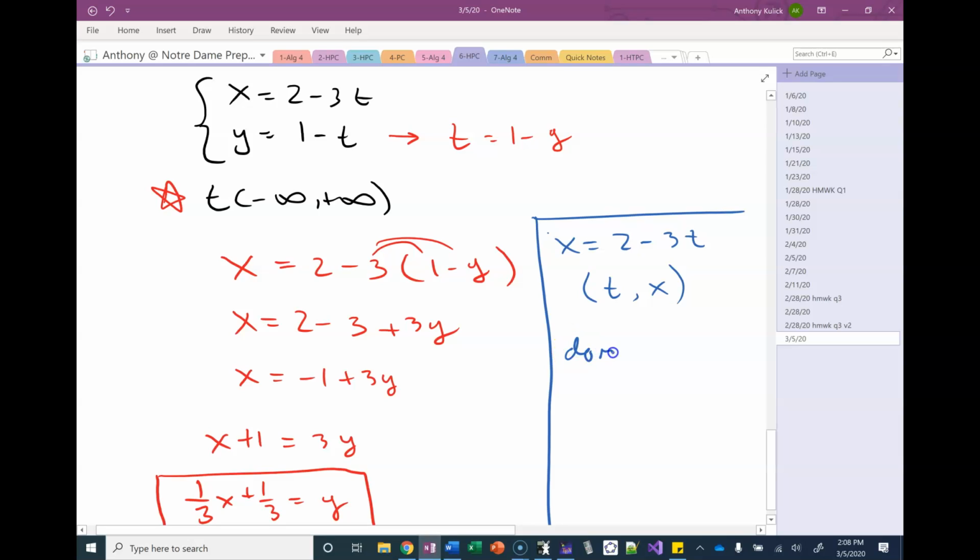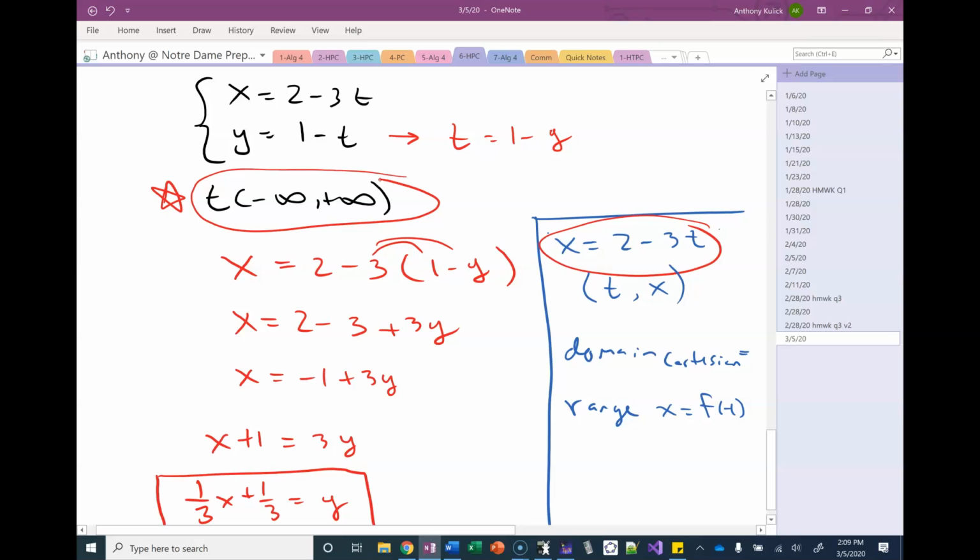Everybody's okay with that idea? We're going to have the domain for the Cartesian form is going to be the range for x equals f of t. So what I need to do is figure out the range for this function. Everybody's okay with that idea? So the domain for this function is just going to be the interval for t.